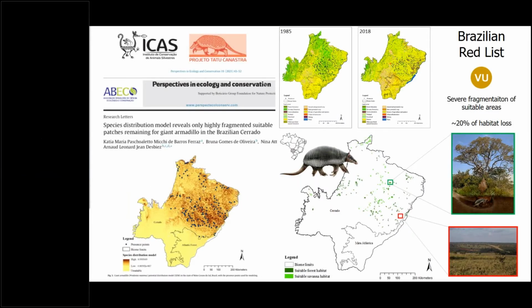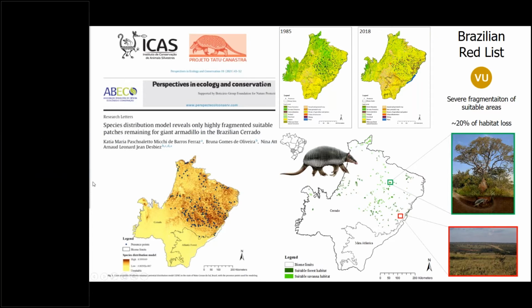So as an example, I will show you the SDM that we ran for the giant armadillo in Brazil. The giant armadillo is considered a vulnerable species by the IUCN and by the Brazilian red list, and it's a common and endemic species from the Brazilian Cerrado. The model result revealed the severe fragmentation of suitable patches for the species, and also revealed only 4 suitable patches larger than 100 square kilometers.